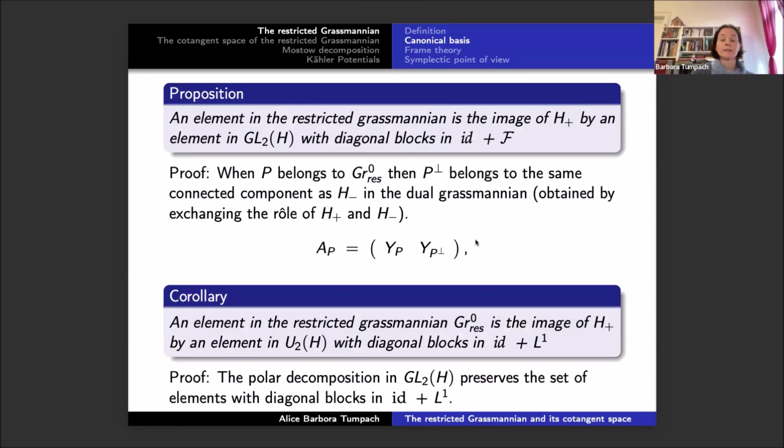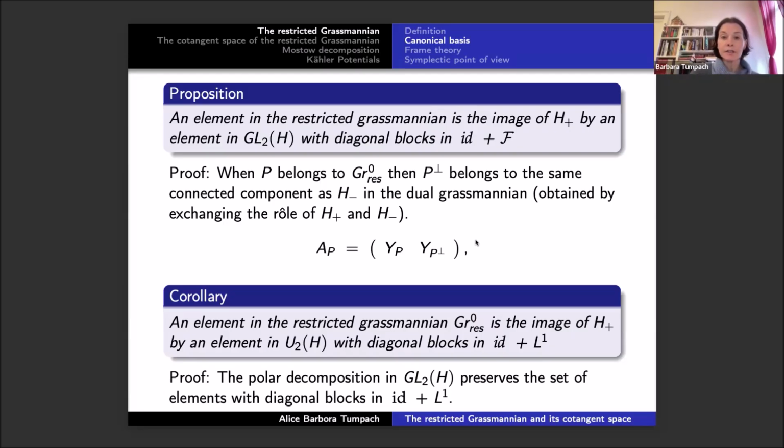So in other words, we can say that an element P in the restricted Grassmannian is the image of H plus. So here, the restricted Grassmannian is a connected component of H plus. An element of this connected component is the image of H plus by an element of GL2 of H, so a bounded linear invertible operator which differs from the identity by a Hilbert-Schmidt. And actually the diagonal blocks are in identity plus F.